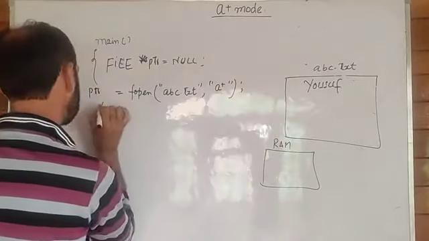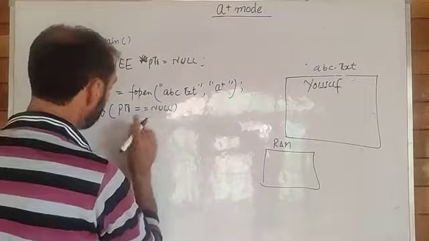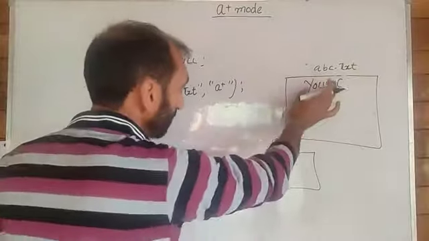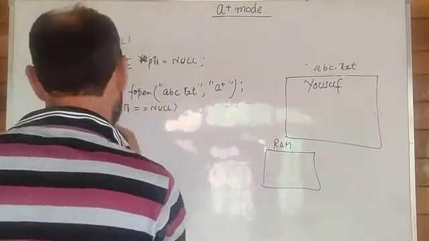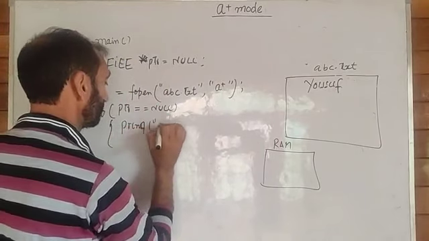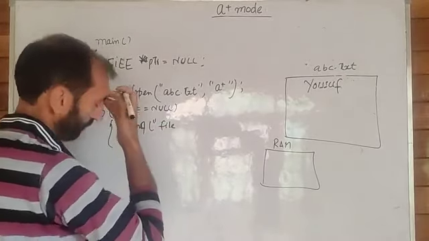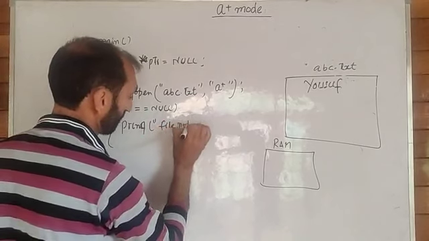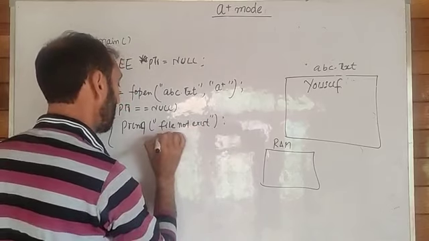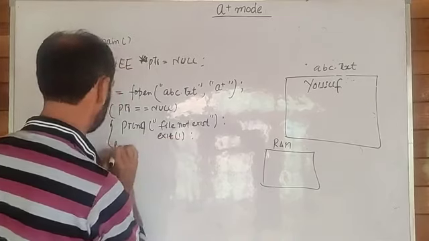So, first of all, if PTR equals NULL, that means the PTR will be null if it fails to open the file and load its contents into the main memory, and it will simply print this message with printf: file not exist. You have to mention here whatever message you want to print, file not exist, and then exit 1. That is it.